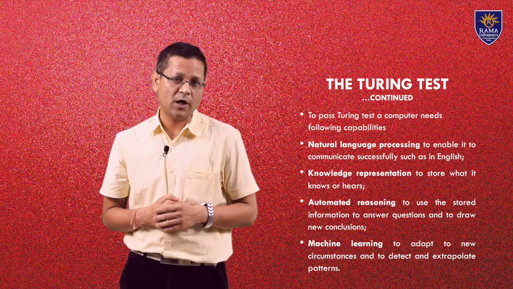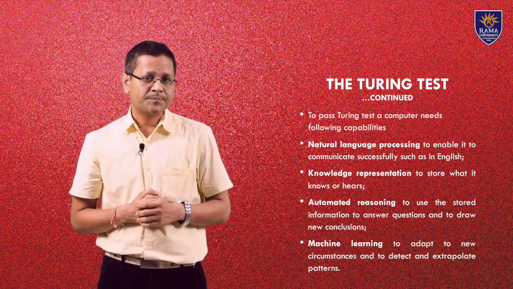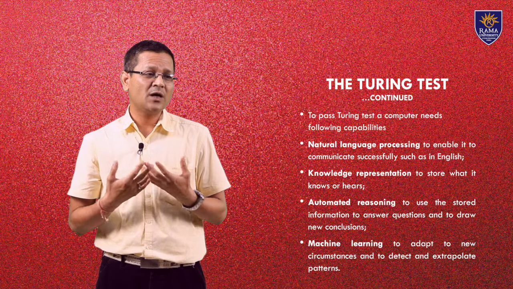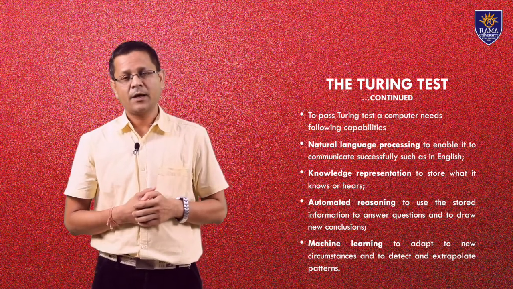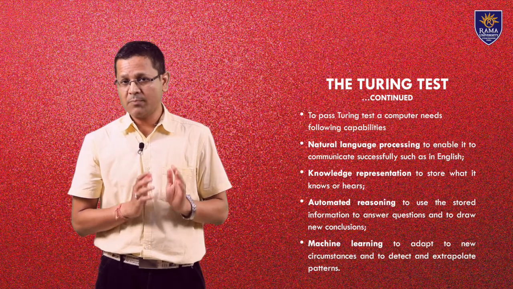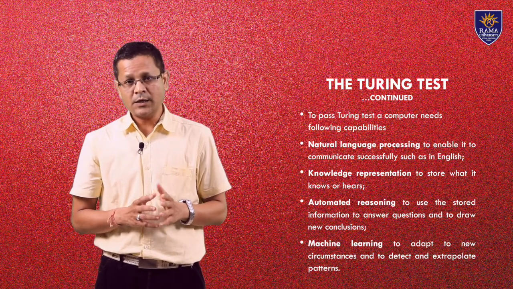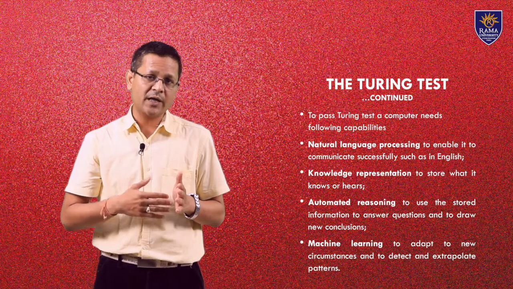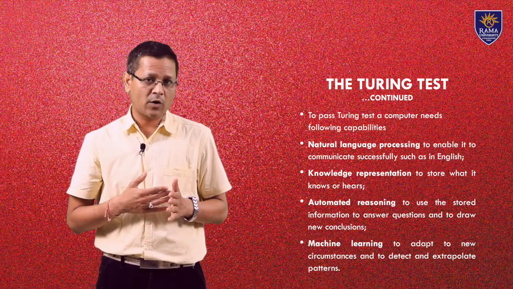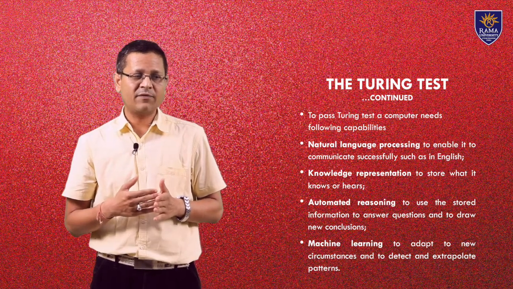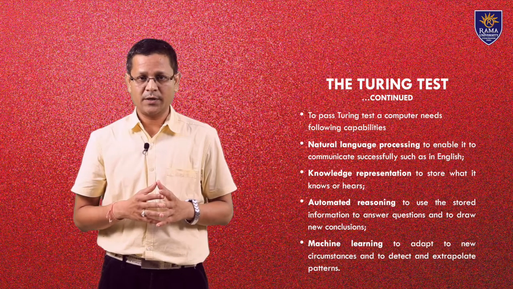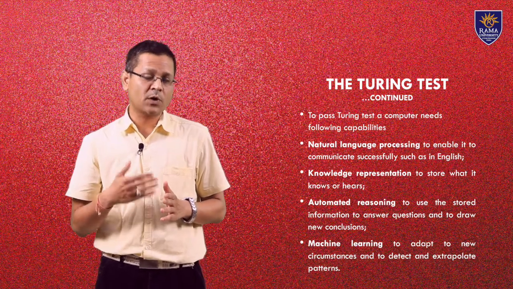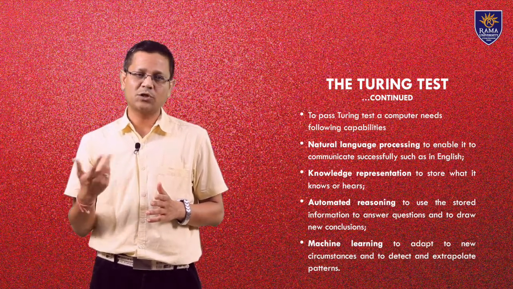Now the second point is knowledge representation. Knowledge representation means to store the knowledge which we hear or which we know already from previous learning. Now if the machine or the computer in A is unable to represent the knowledge, is unable to store the knowledge, or is unable to process the knowledge, then it cannot give a proper correct reply. So that's why knowledge representation is important. If we are able to represent the knowledge in a machine, then we can store it and process it further in order to answer some questions.